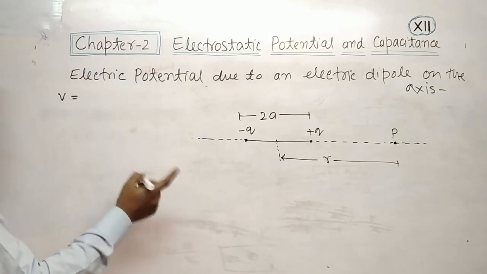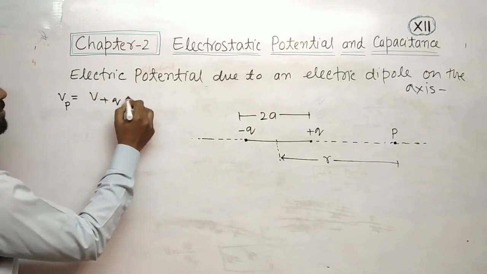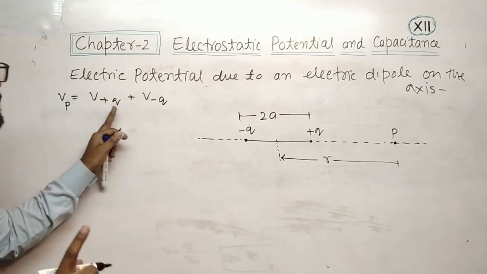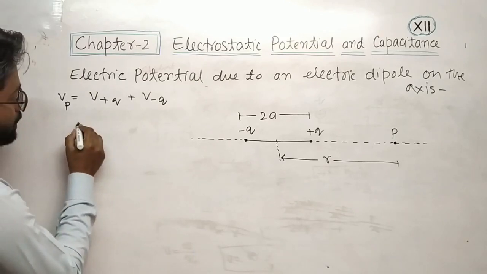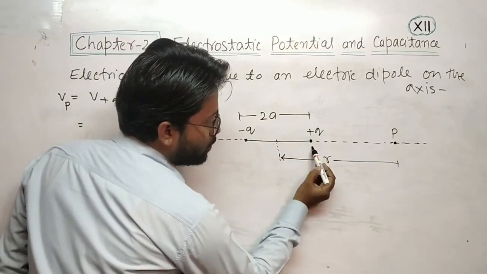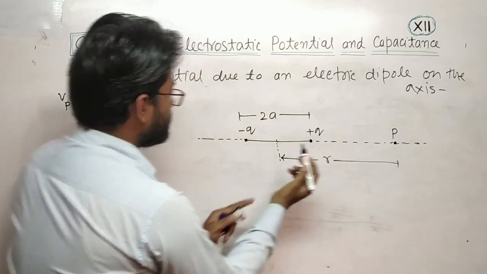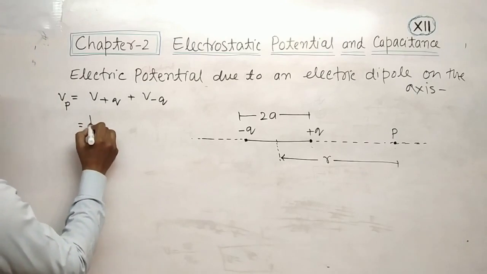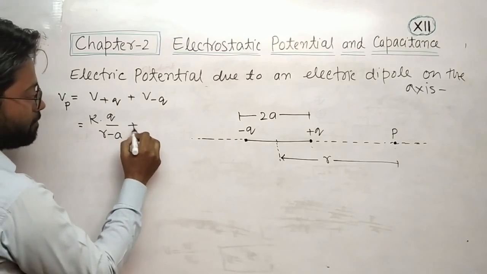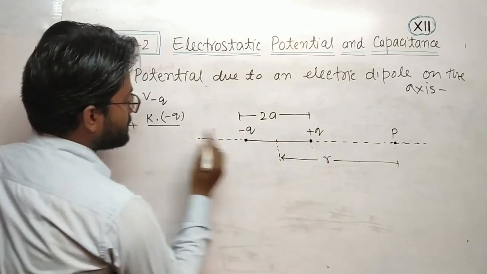Total potential at point P will be equals to potential due to the positive charge plus potential due to the negative charge. Potential is a scalar quantity. V due to the positive charge: the distance between this positive charge and this point P, this distance is r and this is a, that means the distance will be r minus a. So K, that means 1 by 4 pi epsilon naught, Q plus Q upon r minus a, plus K times minus Q due to this charge, at that point the distance is a plus r.